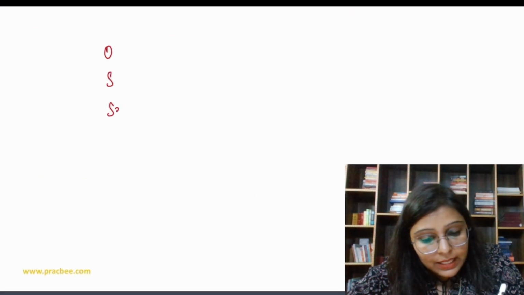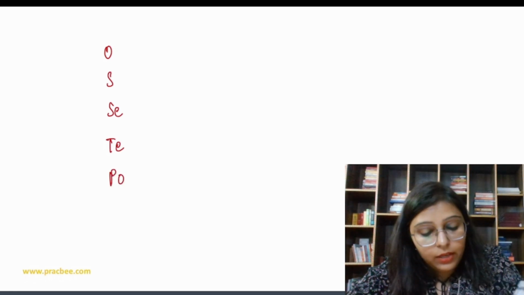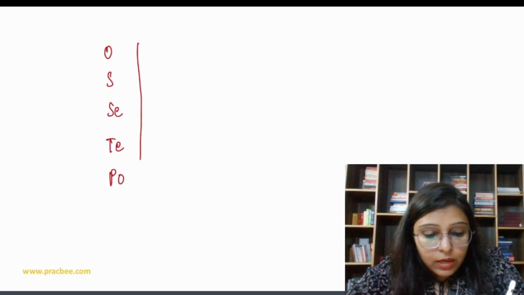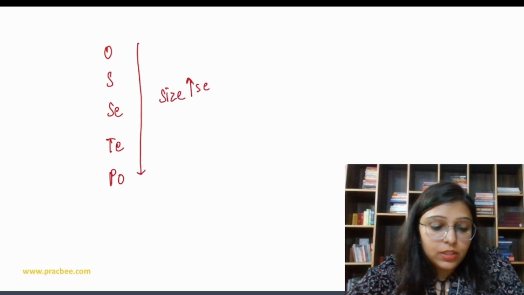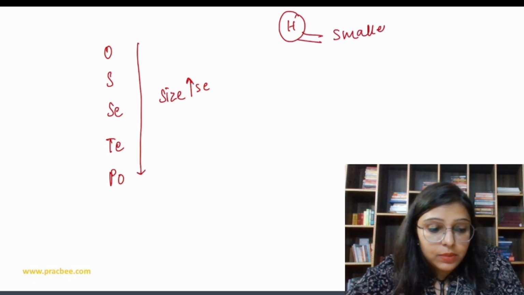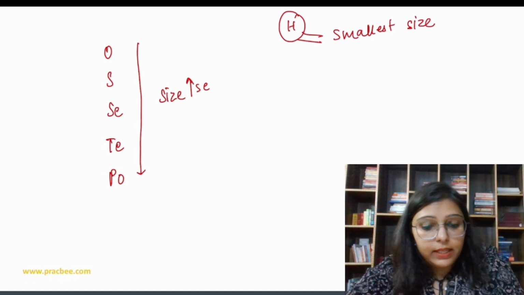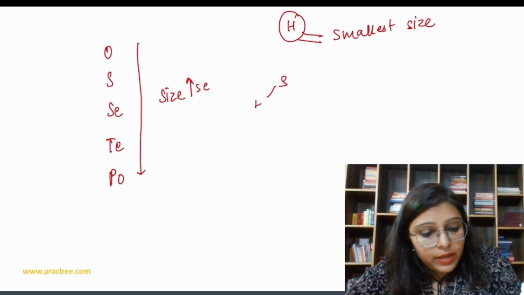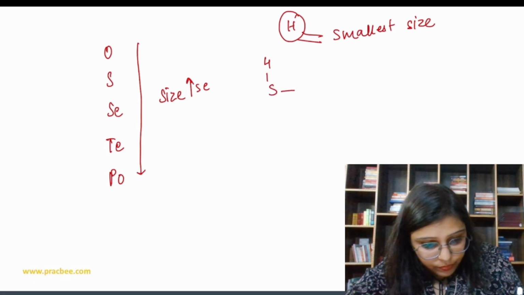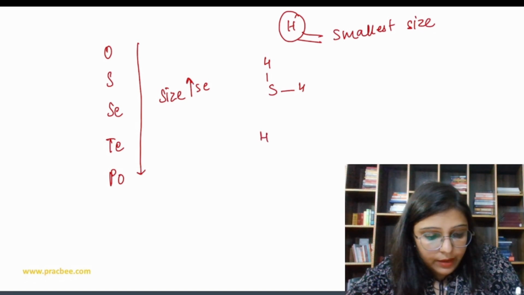Old style, say, right? Group 16. Okay. So on moving down the group, size increases, and hydrogen is the smallest size element. So we have H2S, and we have H2Te.